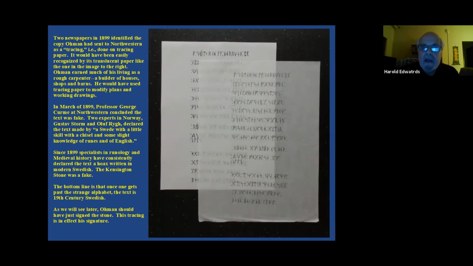In March of 1899, Professor Kerm at Northwestern University concluded the text was a fake. He agreed with Breda's conclusion. Also, 2 experts in Norway, Gustav Storm and Olaf Rigg, declared the text was made by a Swede with a little skill with a chisel and some slight knowledge of runes and of English. Ever since then, specialists in runology and medieval history have considered the text to be a hoax. The bottom line on this is, once you get past the strange alphabet, the text is written in 19th century Swedish. I'm going to come back to this tracing later because there's evidence for it on the stone itself.